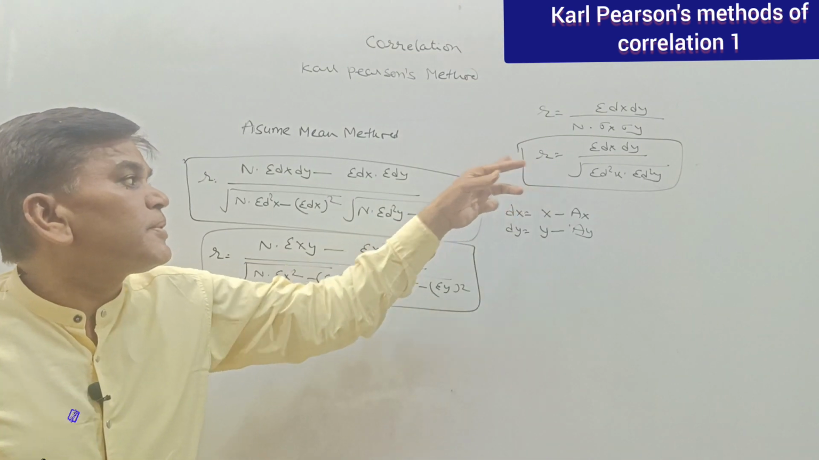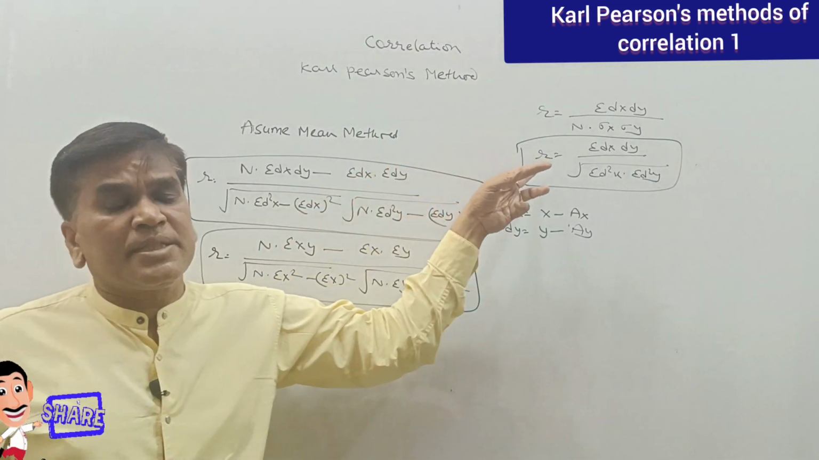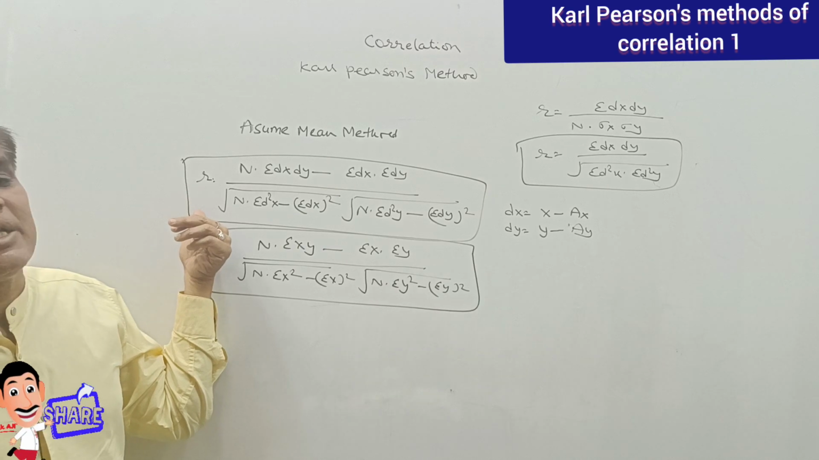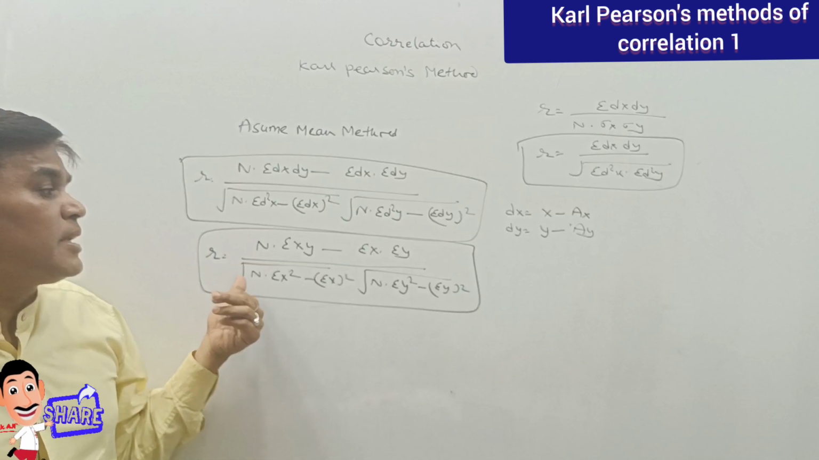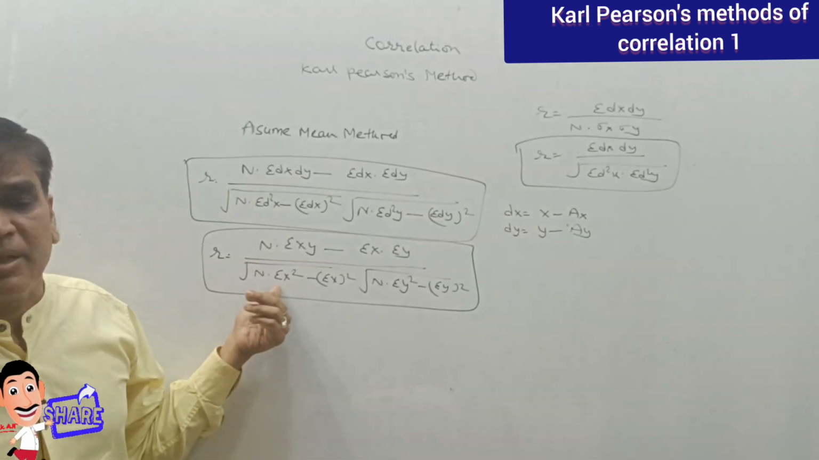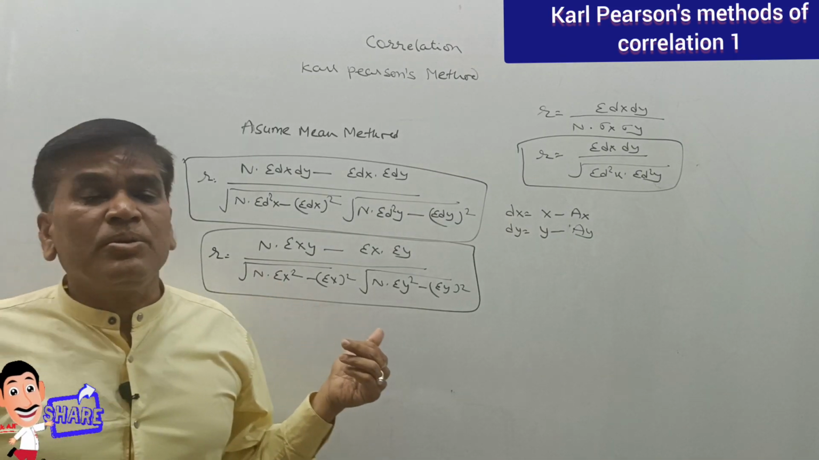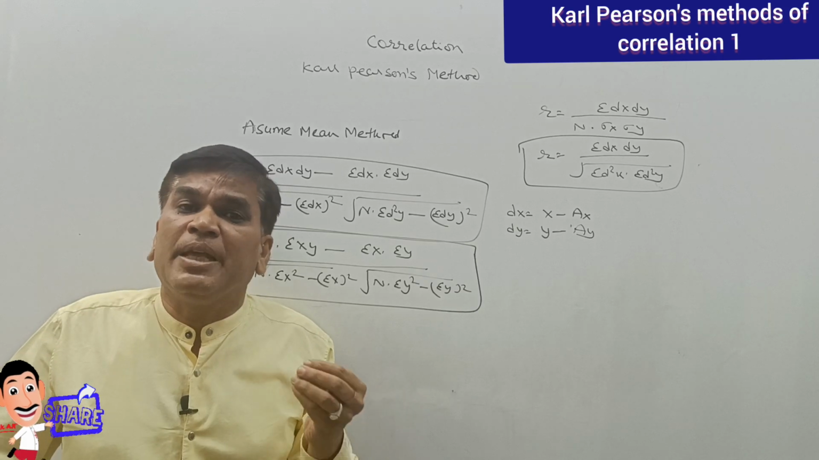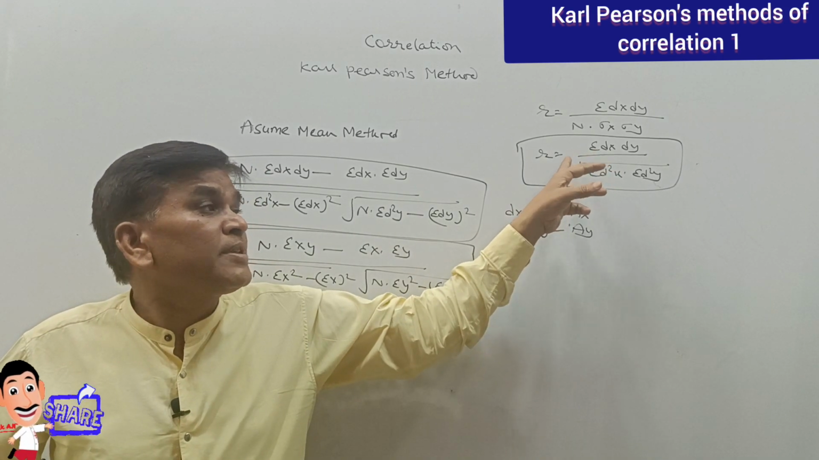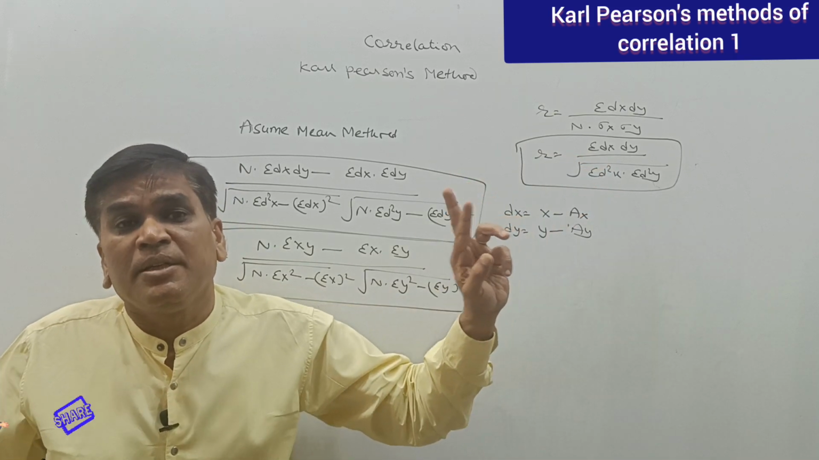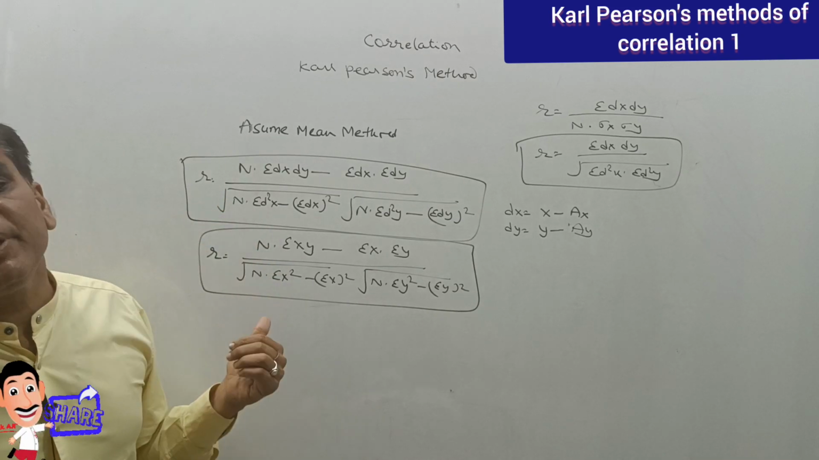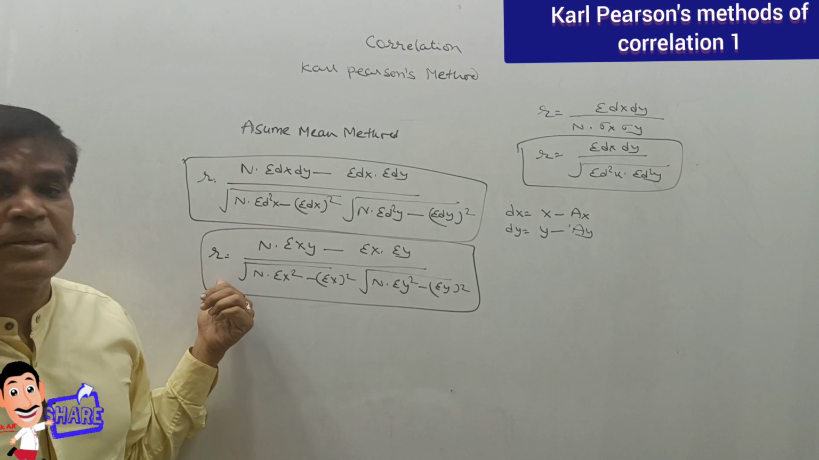Either you use the formula related to the direct method, or the assumed mean method, or this other formula, the value of r is the same. So today in this video we will have a question. Firstly, I will solve this question with the help of the direct formula. Secondly, we will do the same question with the assumed mean method and this method also.